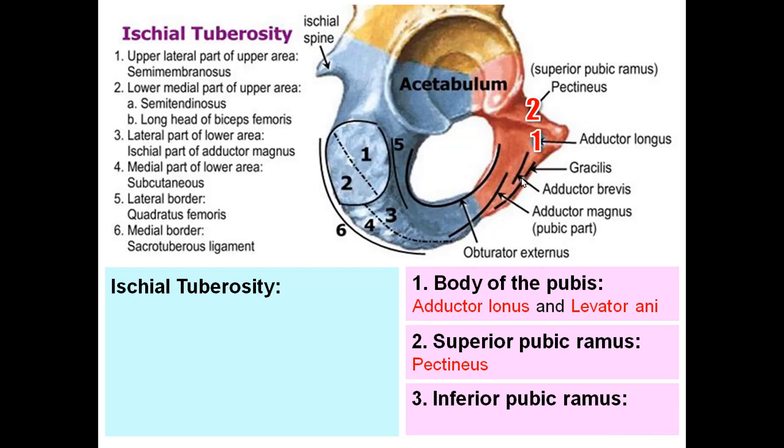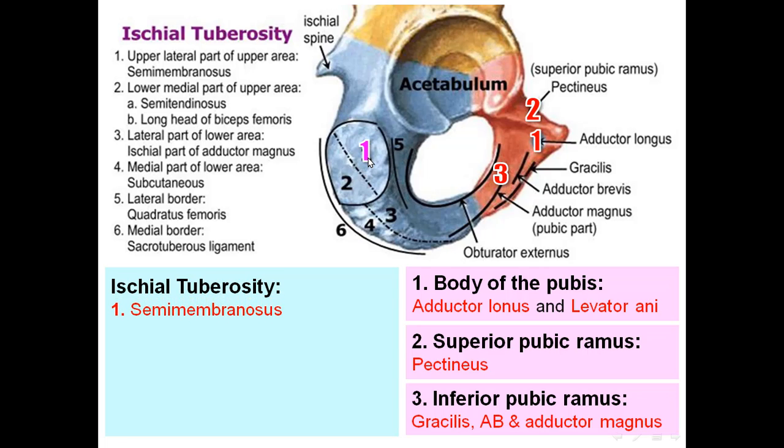Inferior pubic ramus gives attachment to gracilis, adductor brevis, and adductor magnus, the pubic part of adductor magnus. So muscles attached to the pubis: the body, adductor longus on the outer surface, levator ani on the pelvic surface. Superior pubic ramus, pectineus. Inferior pubic ramus, gracilis, adductor brevis, pubic part of the adductor magnus.